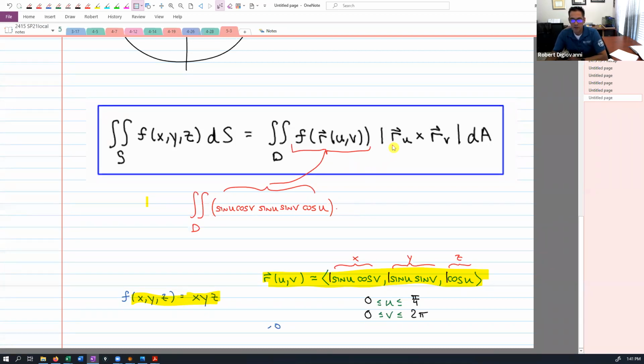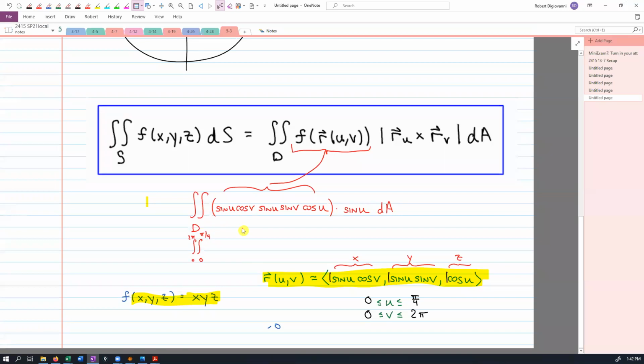Times the magnitude of the cross product of the partials. We did that already, right? That was just sine u, wasn't it? Just sine of u, because we're on the unit sphere, right? It's just sine u, and then dA. And that becomes the double integral over, let's go ahead and do this, 0 to 2 pi, 0 to pi over 4.